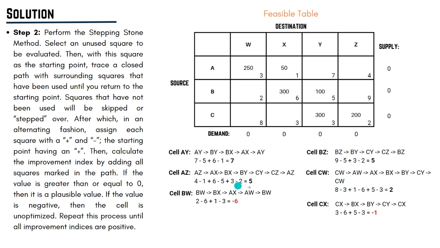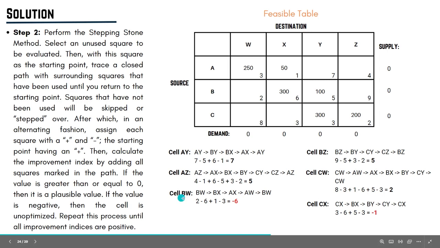So as you can see, we have two negative indices now, cell BW and cell CX. Now as you can see, cell BW is lower than cell CX, hence why we will tend to cell BW first.